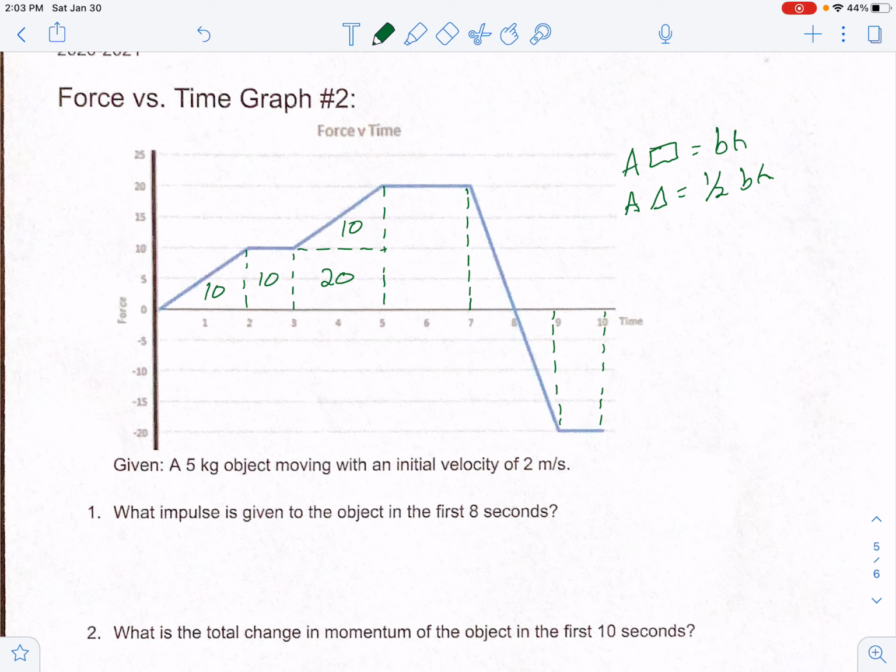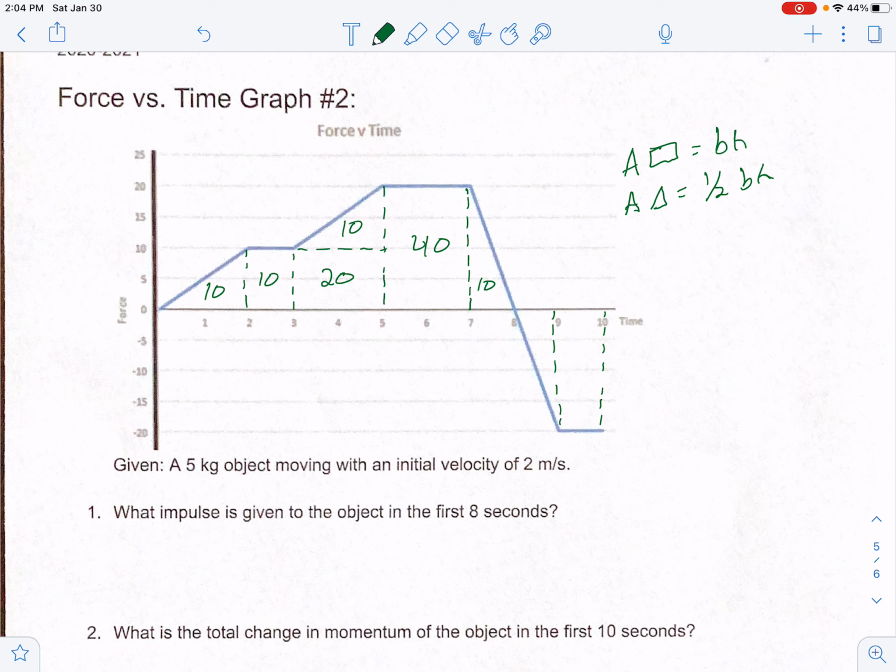My base is going to be 2 because I went from 5 to 7, and my height is 20. So 2 times 20 gives me an area of 40. And then my last triangle up the top is going to be a base of 1 and a height of 20. So 1 times 20 is 20, but half of that is going to be 10.